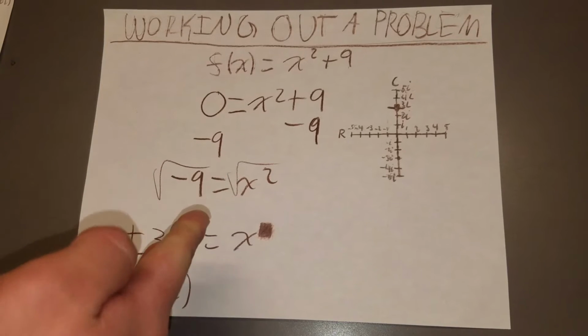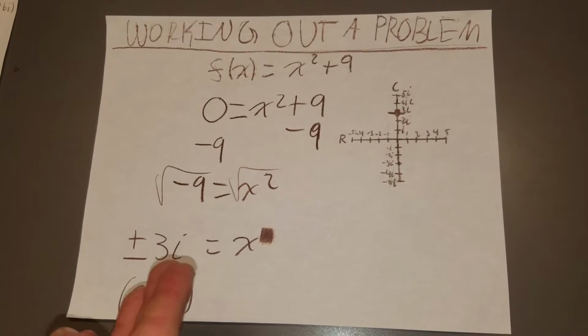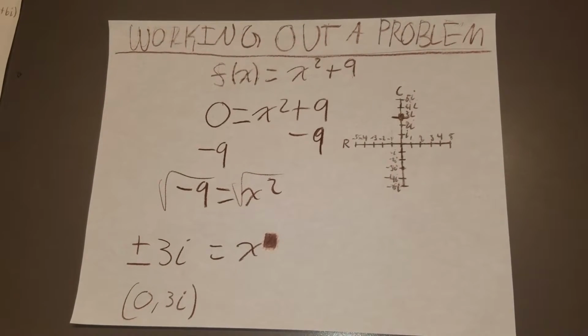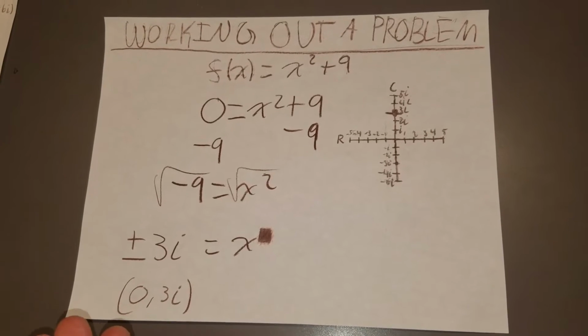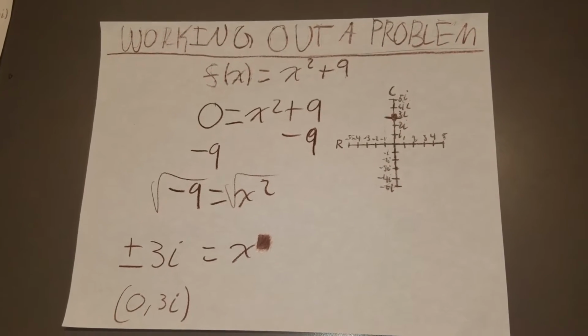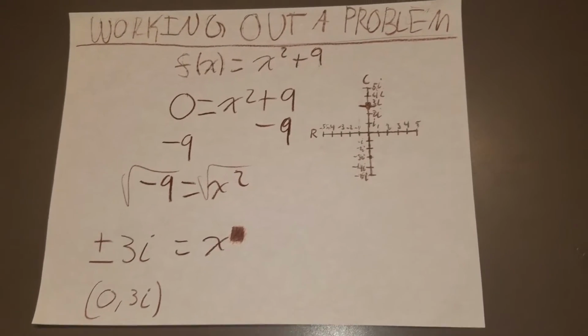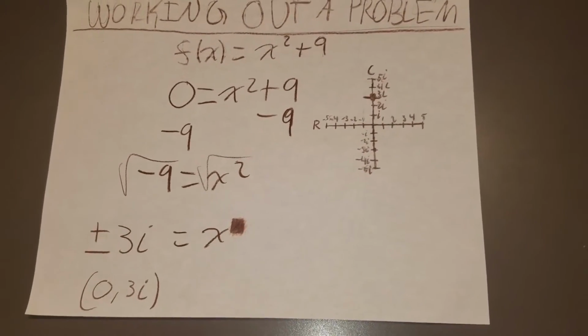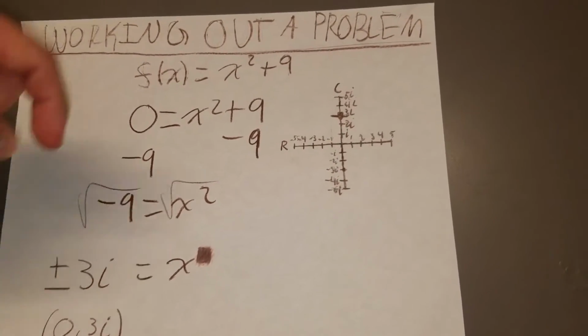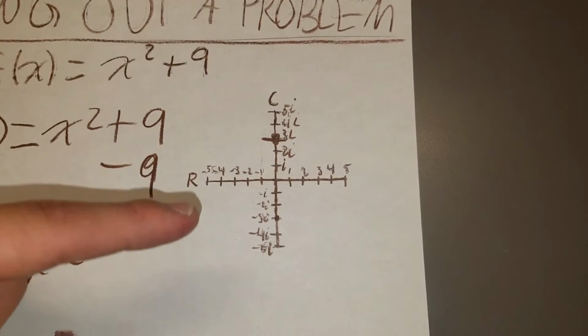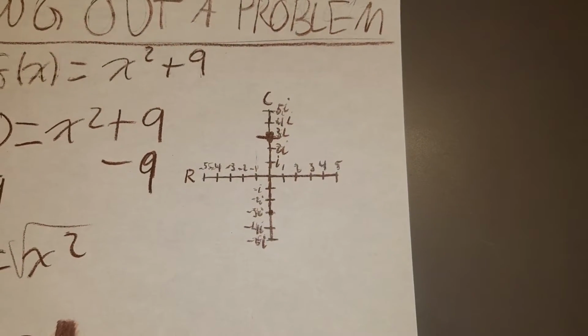So, in the end, we take the normal root of 9 and then just add an i at the end. And we are making it plus or minus because we are square rooting it. Now, if we were to graph it, we would graph it as (0, 3i) or (0, -3i). So we would go up and down the complex axis, respectively.